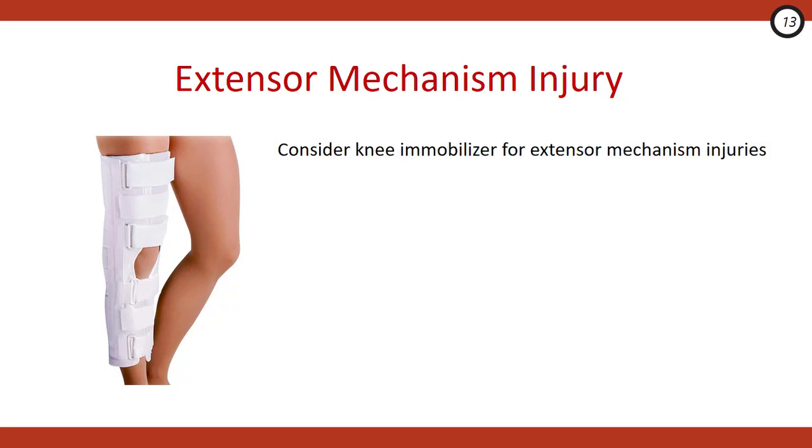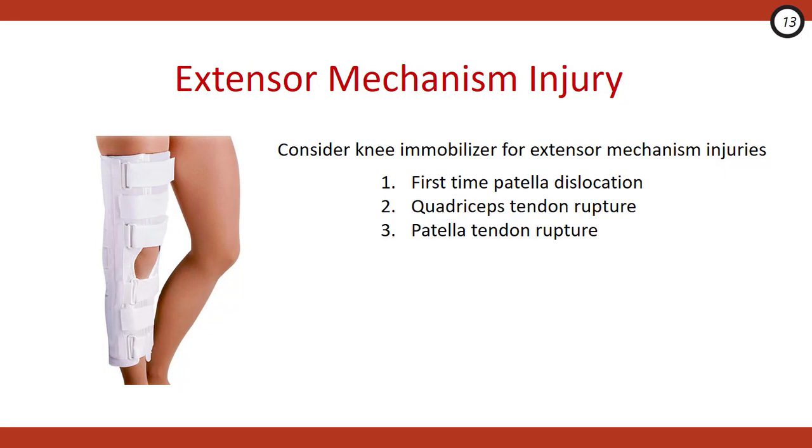In reality, the indications for a knee immobilizer in soft tissue injuries are actually for extensor mechanism injuries. So those individuals with a first-time patella dislocation, quadriceps tendon rupture, or a patella tendon rupture. Patients with these injuries should appropriately be placed in a knee immobilizer, and they're going to require semi-urgent orthopedic follow-up because typically they're going to need surgery within 1 week to repair that extensor mechanism.